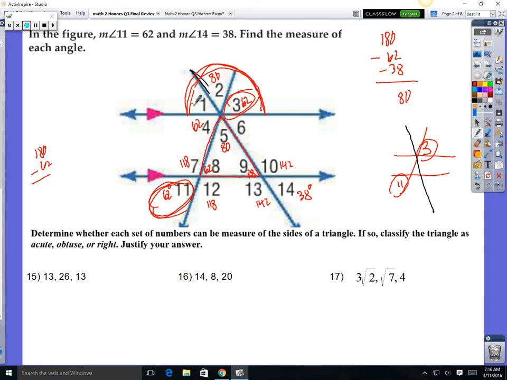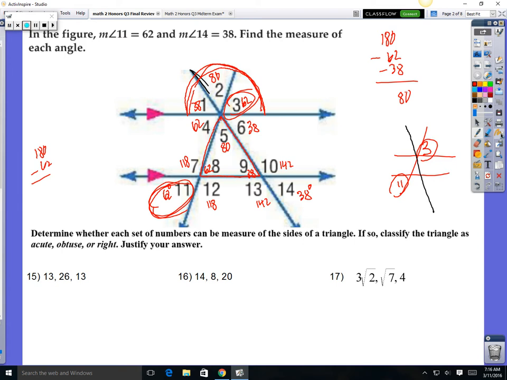So if you do 38 plus 80 plus 62, it's got to be 180, and it is. So 1 is 38, 6 is 38, and we just found all 14 angles.